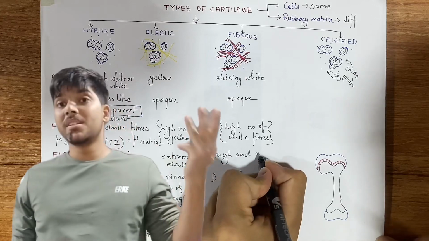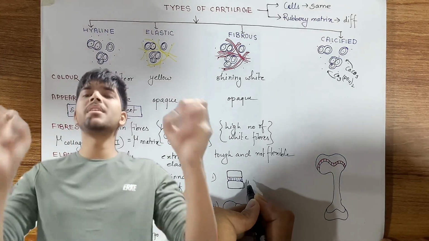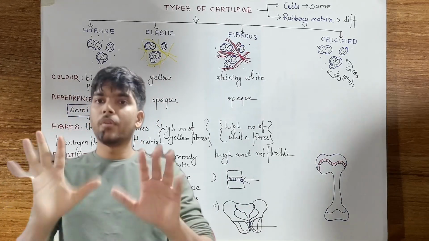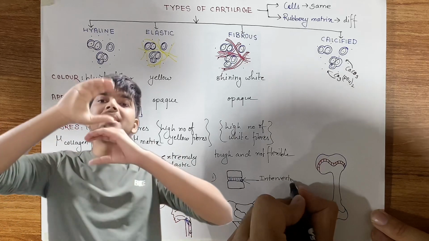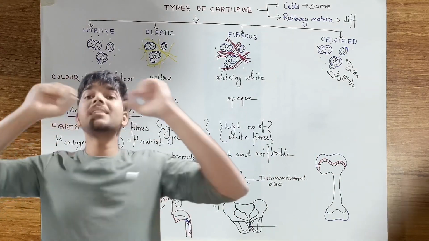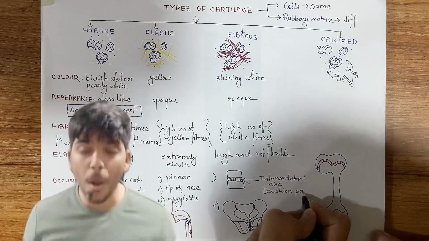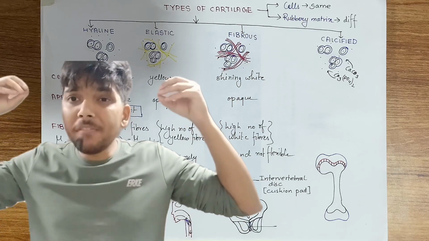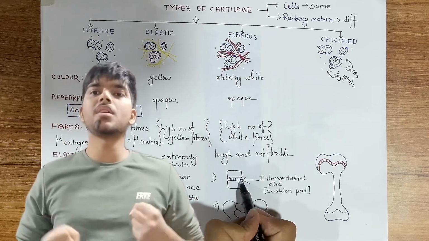Number 3, fibers. A high percentage of white fiber. Number 4, occurrence. Where are they found? Since they contain a high percentage of white fibers that provide tensile strength, they are found in places where tensile strength is needed. For example, your vertebral column or backbone contains many bones called vertebrae. In between each vertebra, there's a disc-like structure called the intervertebral disc. This intervertebral disc acts as a cushion and absorbs shock during impact. That is, when you jump, a lot of impact is stressed on your vertebral column, and that impact can lead to a lot of injury to your backbone. That is prevented due to the presence of the intervertebral disc that absorbs all the shock from that impact.